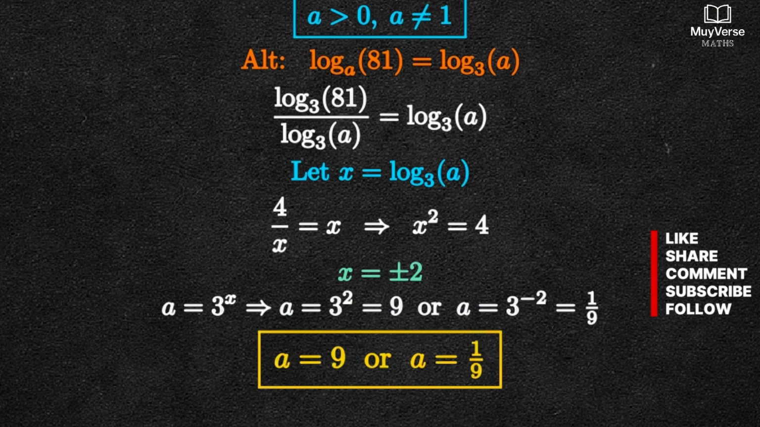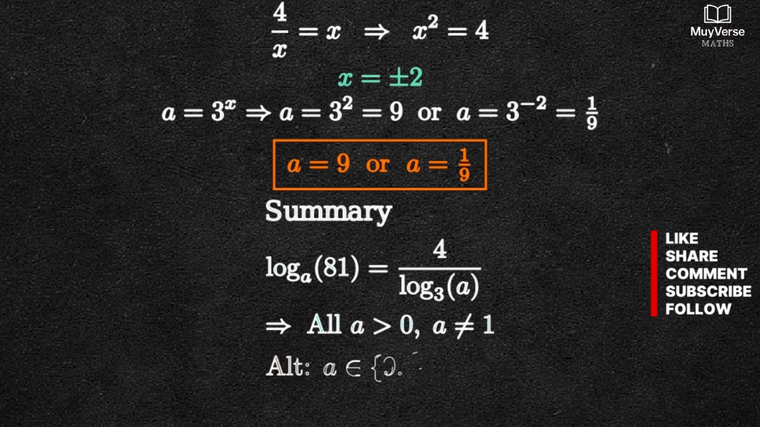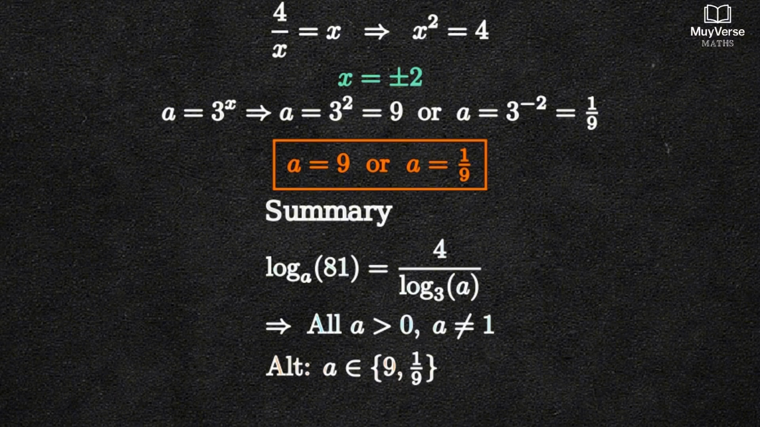Summary. The given equation is an identity by change of base, so the solution set is all a positive and not equal to 1. The alternate contest style equation has the numeric answers 9 and 1/9. Great work!